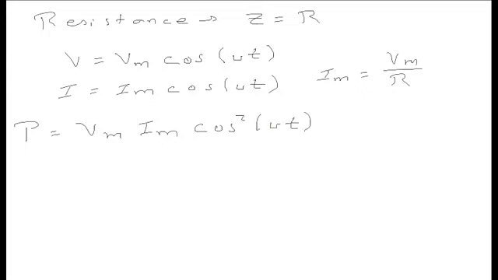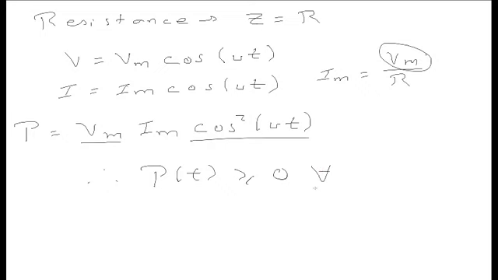And let's take a look at what that actually means. Whether Vm is positive or negative doesn't matter, so typically we take it as being positive. The reason it doesn't matter is because Im is just Vm over R. So when I multiply Vm by Im, I'm going to get a positive number no matter what happens. The cosine squared also is positive for all t. Therefore, power in a resistor as a function of time is greater than or equal to 0 for all, that's the symbol for all, time.